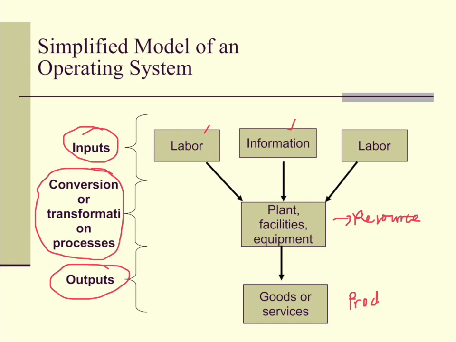The output must be product. The input can be labor, information, or raw material maybe. It can be raw material, and it can be information. Okay. That is the simplified model of an operating system in operations management.